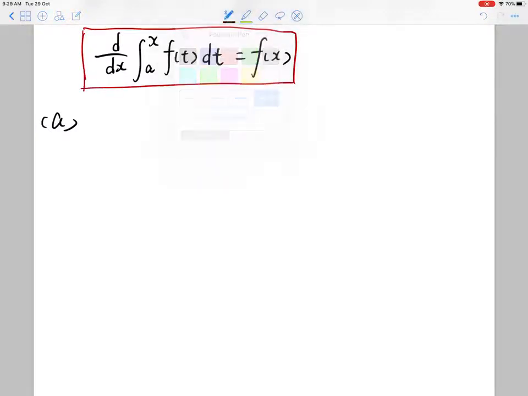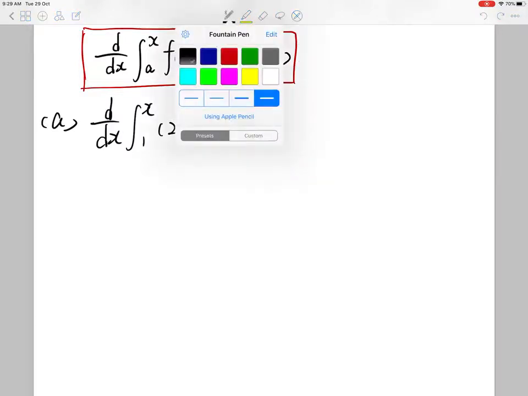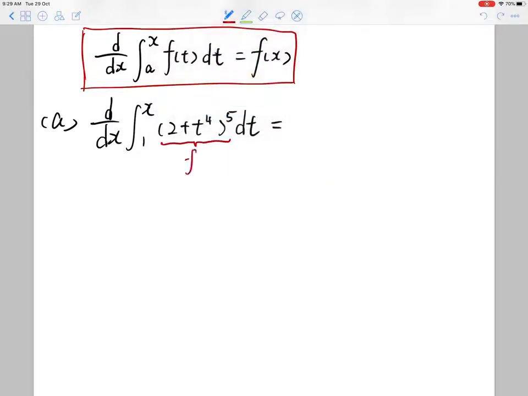First, the derivative of the integration from 1 to x of (2 plus t to the power 4) to the power 5 dt. Now this satisfies the form on the left, so we can write down the answer. F'(x) is just f(t), so you just have to replace t with x. This is the result. Okay, part B.